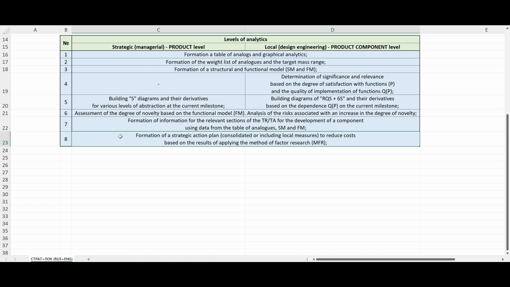And we will describe the local level of design engineering.